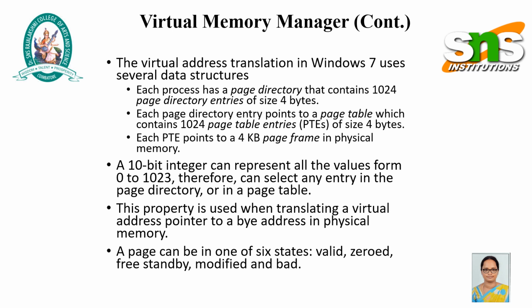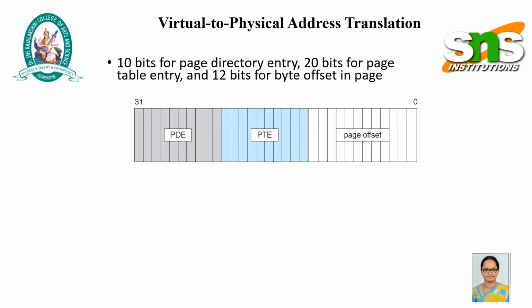Virtual memory manager. The virtual address translation in Windows 7 uses several data structures: page directory, page table entries, and 4 KB page frames. A 10-bit integer can represent all the values from 0 to 1023 in the table, translating an address pointer to a byte address in physical memory. A page can be in one of 6 states: valid, zeroed, free, standby, modified, and bad. This is the representation of virtual to physical address translation, and this picture shows it.